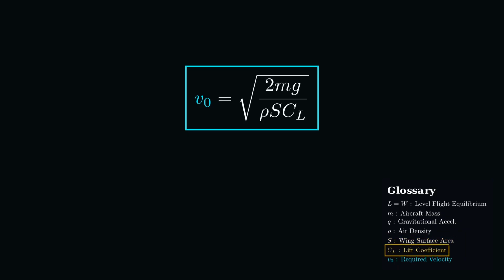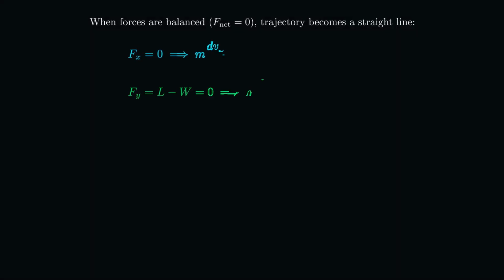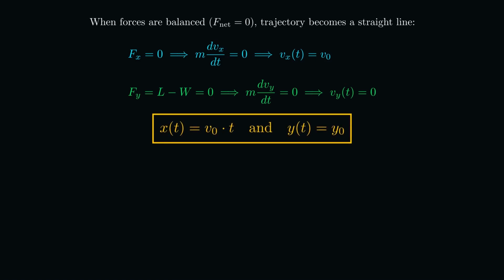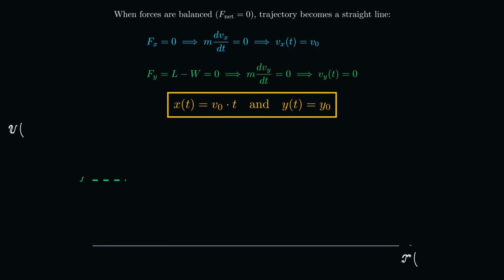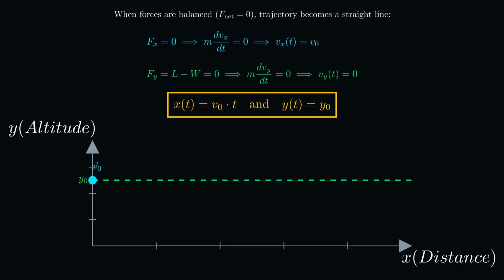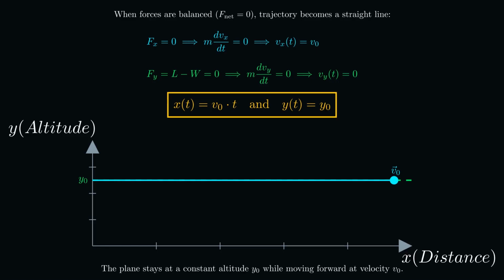Want to fly a heavier plane? You need to fly faster. Want to land at a lower speed? You need a larger wing surface area or a higher lift coefficient. When these forces are balanced, the trajectory equations of the aircraft become a simple straight line. Horizontal position, x of t, equals cruise velocity v0 times time t. And vertical position, y of t, equals y0, your constant cruise altitude.